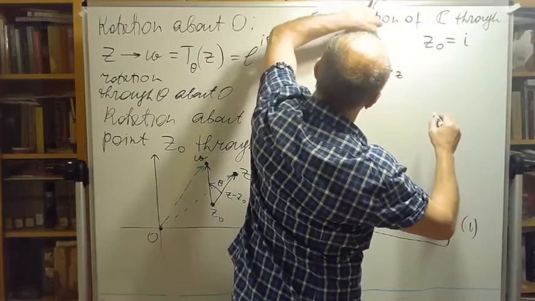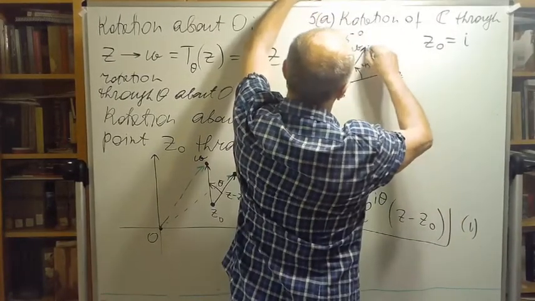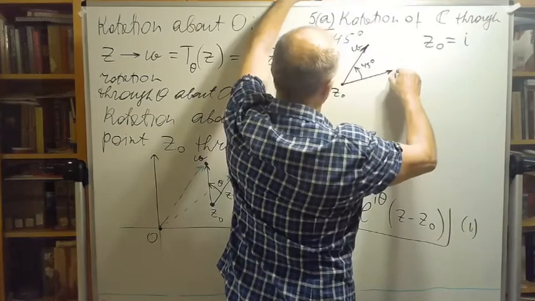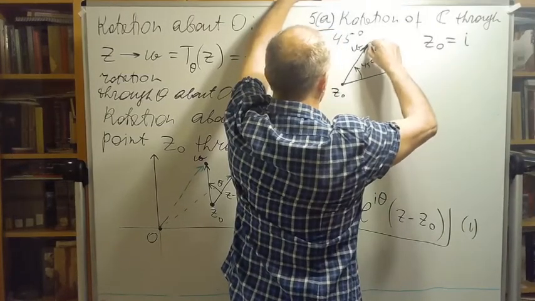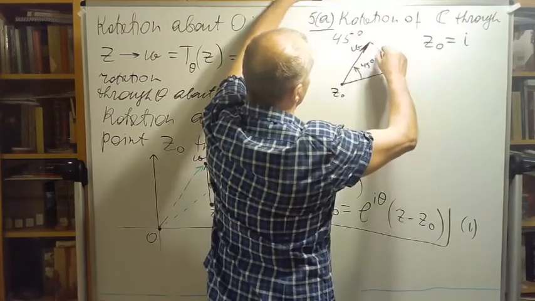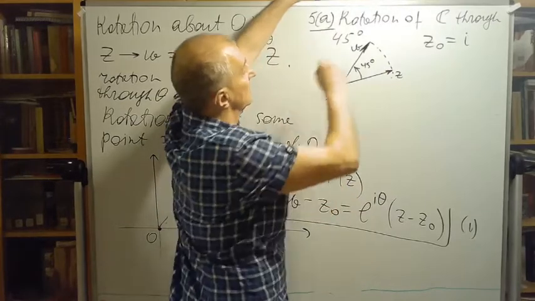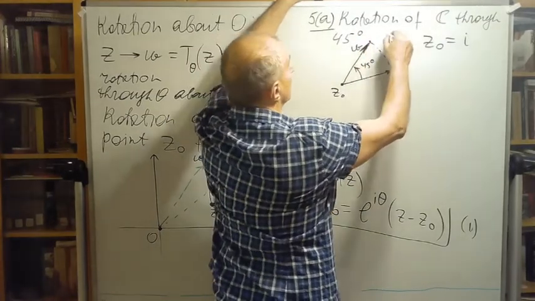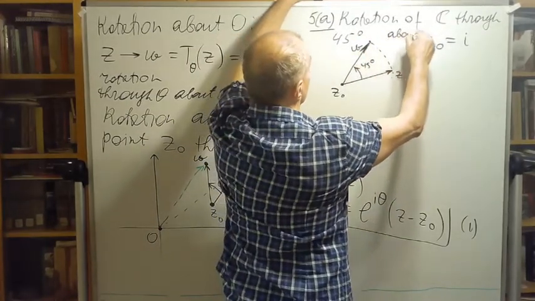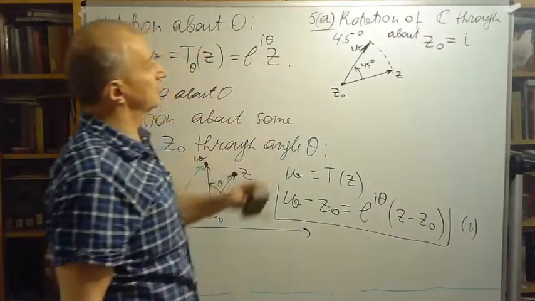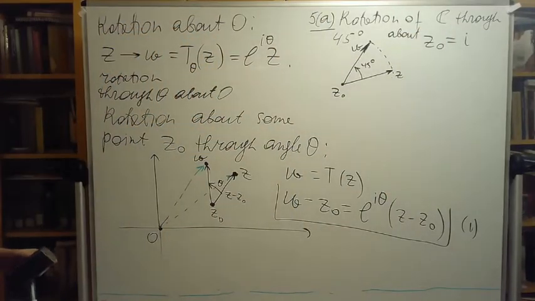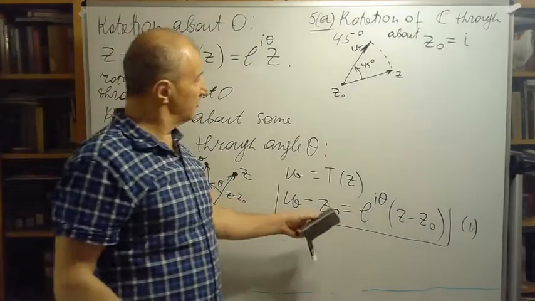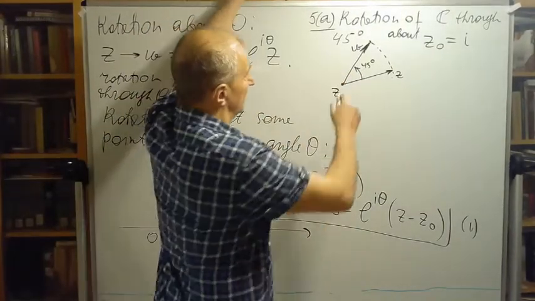It's always short of... it looks pretty clear that it must be a vector of the same length. Right? This is the point W right here, about Z0 equals I. So what do we see here? You don't have to remember this formula, it's just common sense.